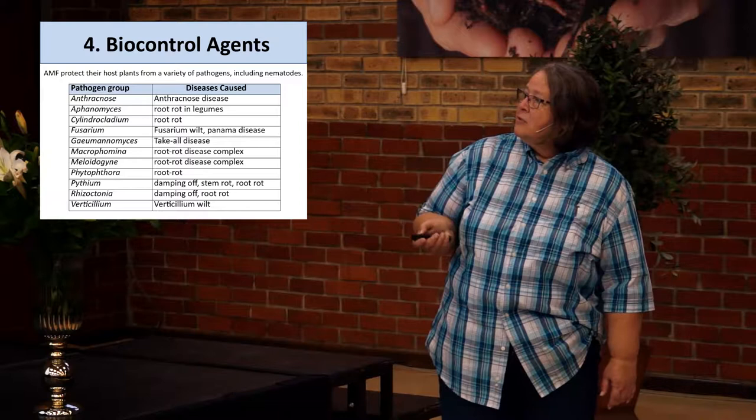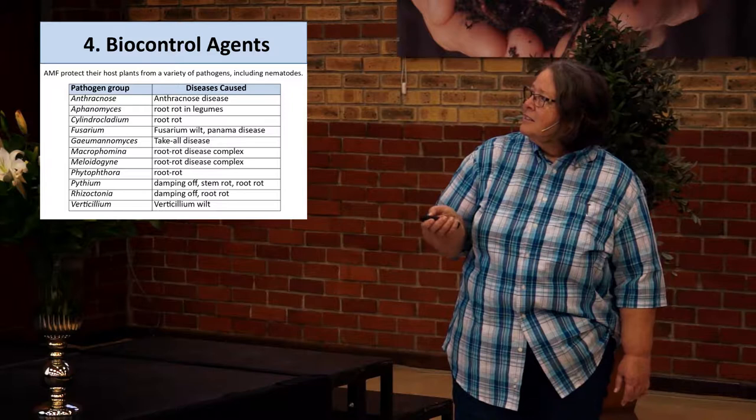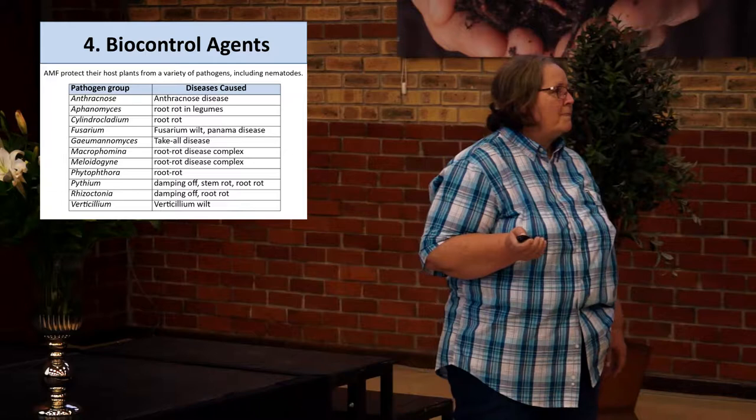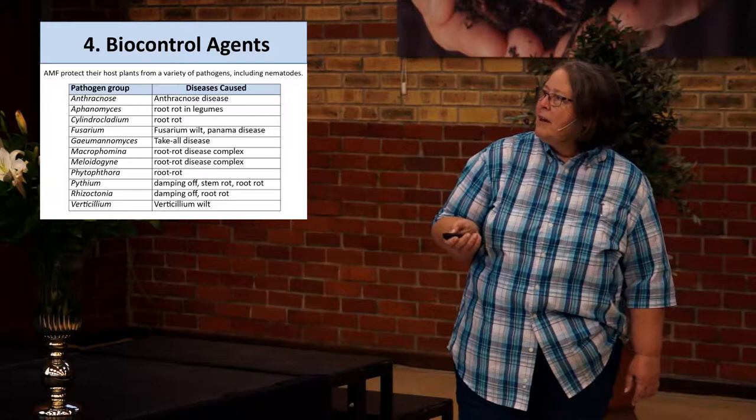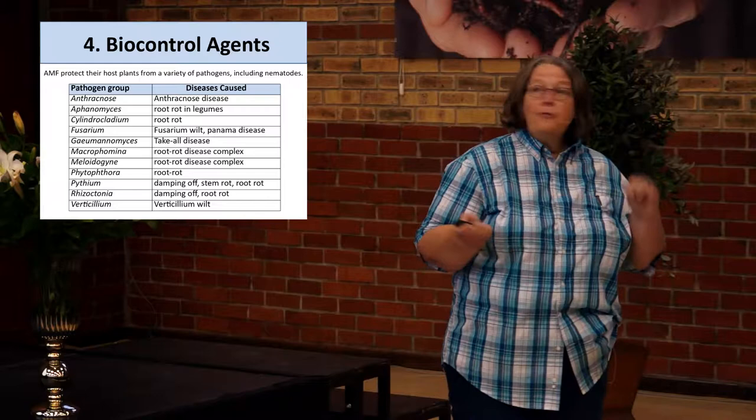And the names often have the same thing. We have root rot in legumes, take-all disease, root rot disease complex, root rot. But they're caused by different organisms. And in particular, this root rot disease complex is caused by nematodes. Once they scratch the root, once they wound the root, there's now an opportunity for opportunistic organisms to jump in and cause secondary infection.